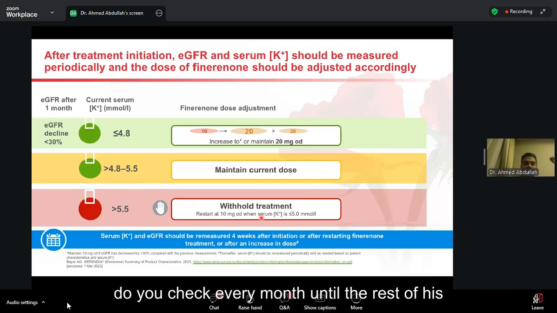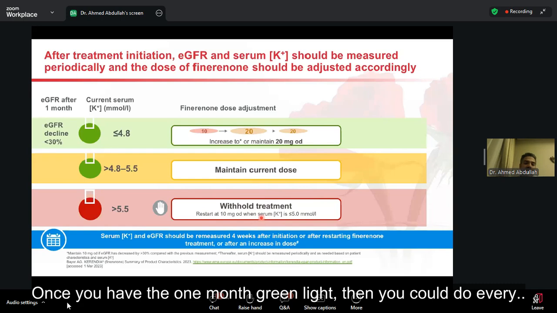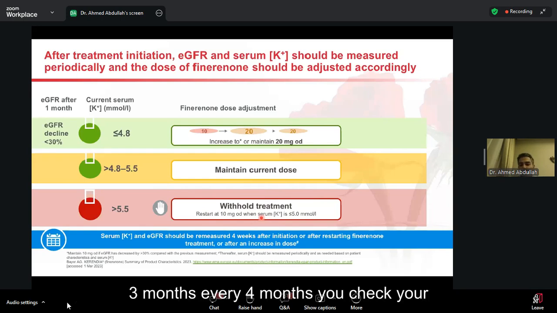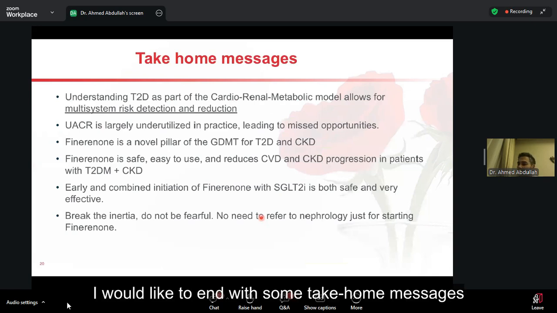Now, do you check every month until the rest of the patient's life? Obviously, no. Once you have the 1 month green light, then you could check your potassium every 3 months, every 4 months. Now, I would like to end with some take-home messages.